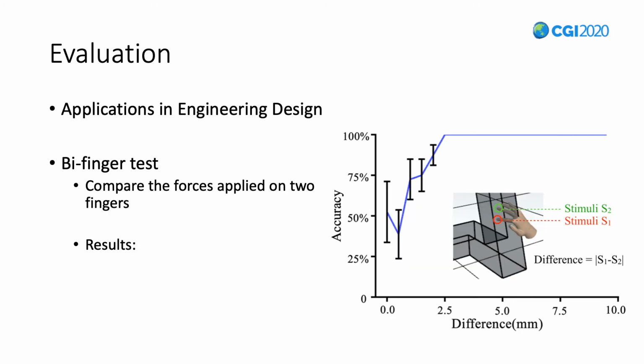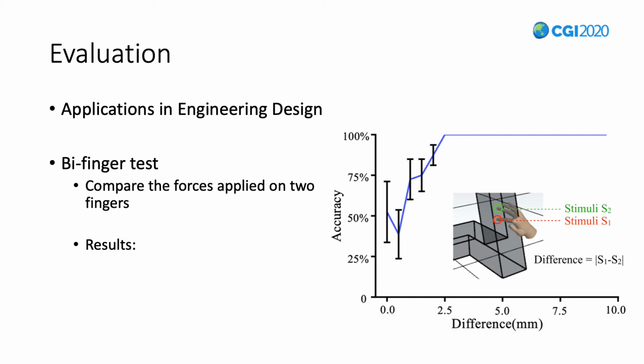First, they are involved in a by-finger test. In this test, a user wears 2 haptic devices on the index and middle fingers. Then, they move the right hand in the stress field and are asked to compare the forces applied on the 2 fingers. The 3 cases, the force on the index finger is larger, the force on the middle finger is larger, and the forces on the 2 fingers are similar, are to be reported.